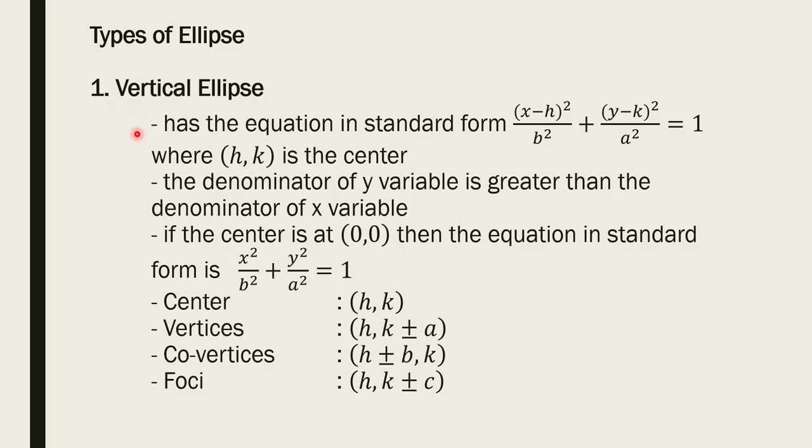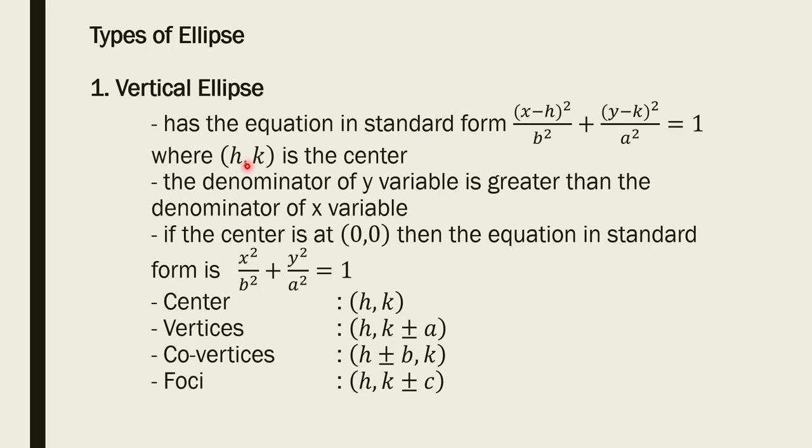There are two types of ellipse. Number one is the vertical ellipse. It has a standard form situated like this: (x minus h) quantity squared all over b squared plus (y minus k) squared all over a squared is equal to 1, where (h, k) is the center.